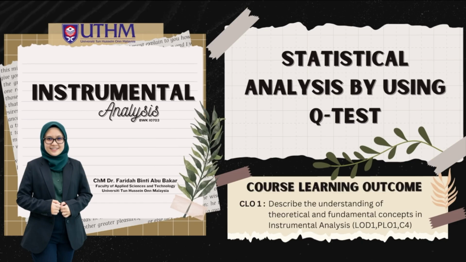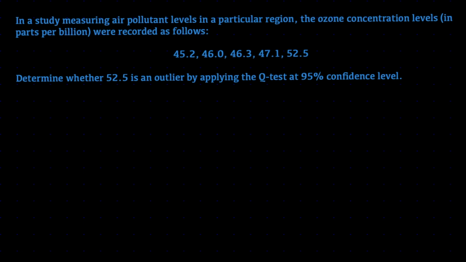In this video, we shall discuss statistical analysis by using the Q-test. In a study measuring air pollution level in a particular region, the ozone concentration levels in parts per billion were recorded as follows. Determine whether 52.5 is an outlier by applying the Q-test at 95% confidence level.